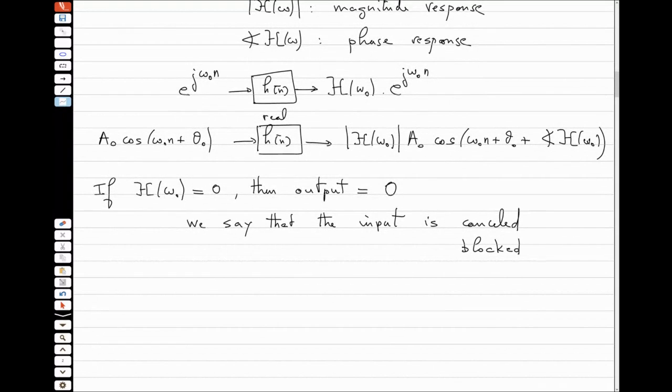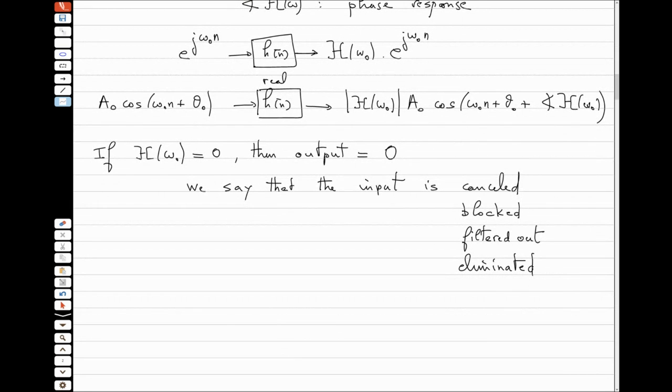But you can imagine many other terminology: filtered out, that is another term. Or I don't know, you may eliminate it. Maybe that's a less professional term, but we understand. Oh, I was asking for student suggestions, and I put one in parentheses.